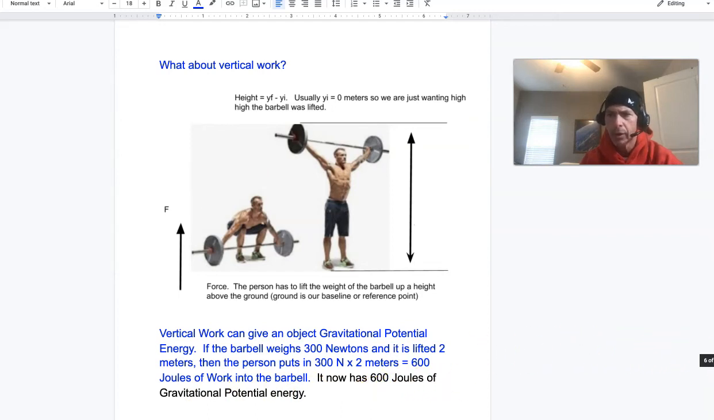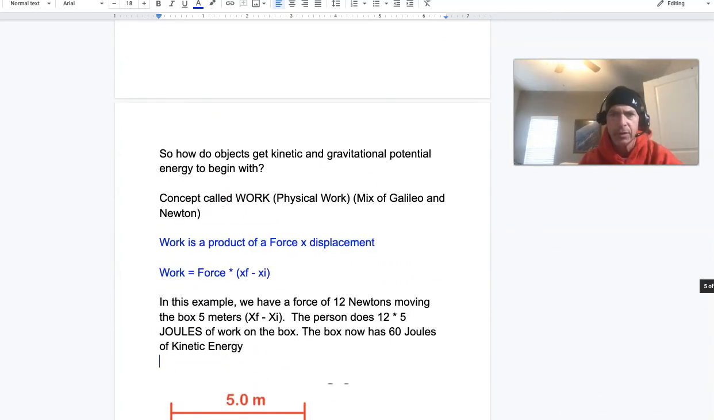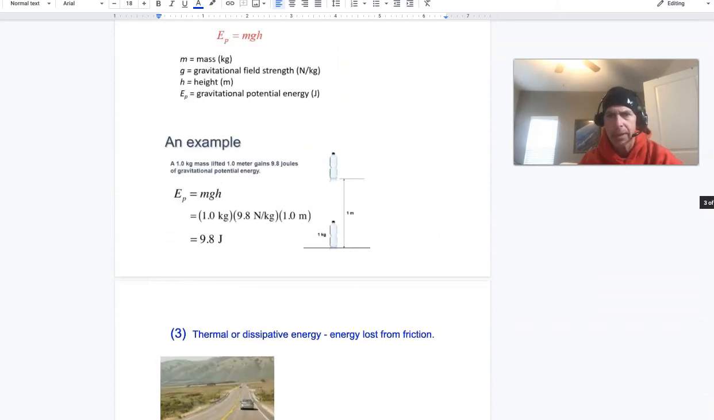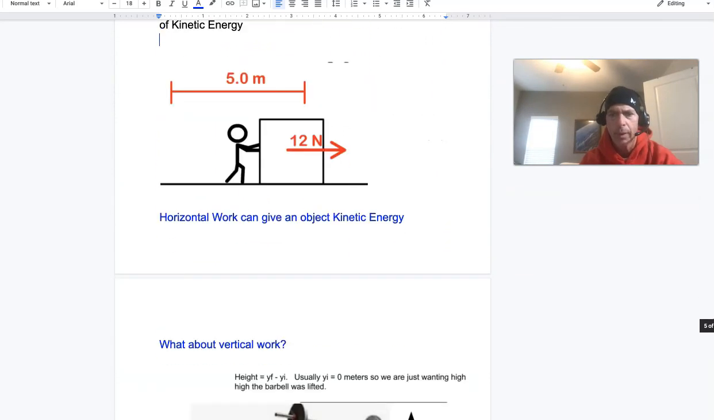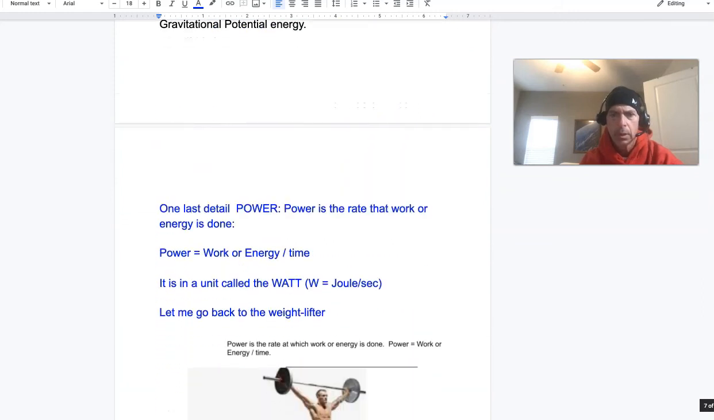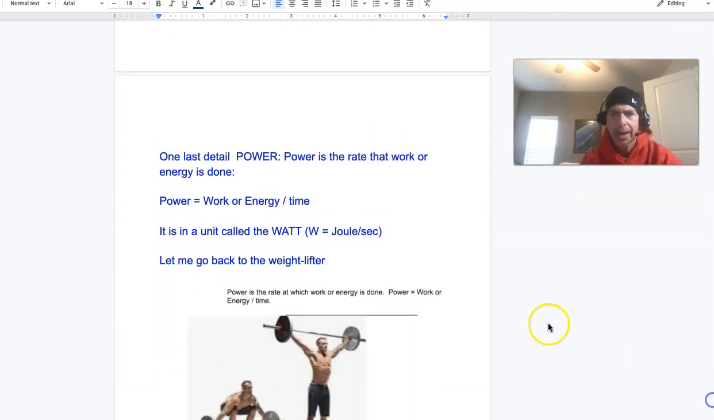Okay, I know it looks really complicated. We got these equations. It's really not that bad, kids. We just really have one more concept that we'll discuss. And that idea is called power. All right, power is the rate that work or energy is done.